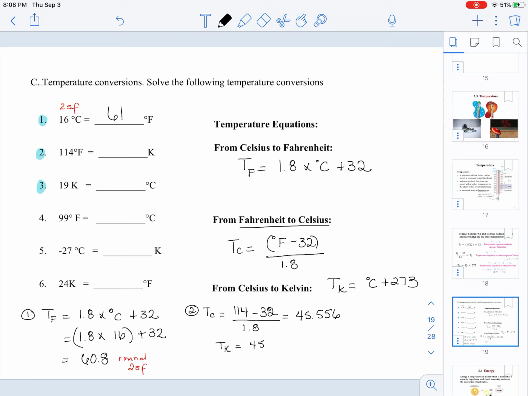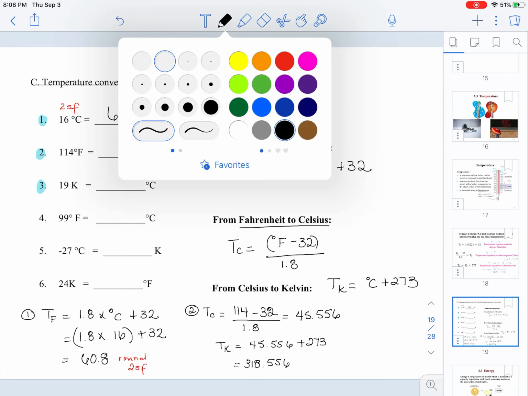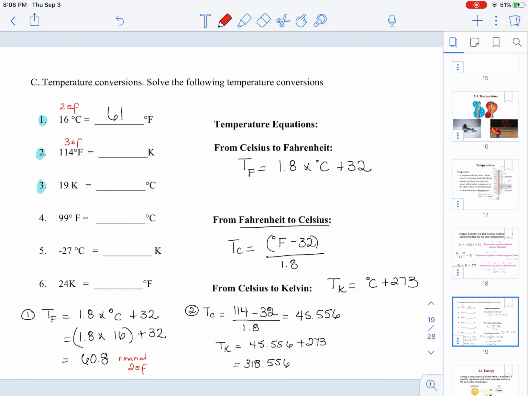And I'm going to use it for the next equation, which means temperature in Kelvin equals the 45.556, and I'm going to add it to 273, okay? When I do that, the value in the calculator is 318.556. But as I mentioned before, I am given 3 sig figs, so I'm going to round this value to 3 sig figs. So my final answer for this problem is going to be 319 units Kelvin.